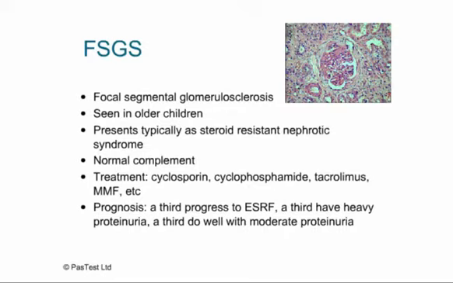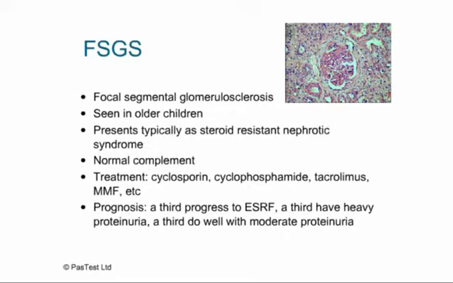number of agents. Cyclosporin is generally efficacious, as is cyclophosphamide, and in some instances, tacrolimus and MMF, mycophenolate mofetil, have been tried. The prognosis for FSGS is reasonable, not as bad as MPGN, but still fairly poor, with a third of them progressing over many years to end-stage renal failure, a third of them having heavy ongoing proteinuria, but a third of them do reasonably well with moderate proteinuria only.